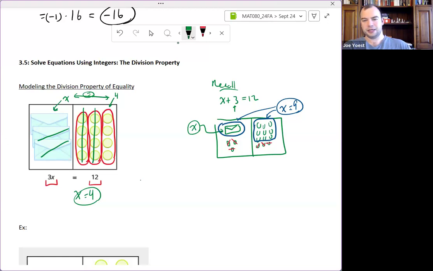If I substitute that back in and check, does that work? Is it true that 3 times 4 equals 12? Yes, that's a true statement. I'm now confident that X equals 4 is my solution. Each envelope has 4 counters in it.